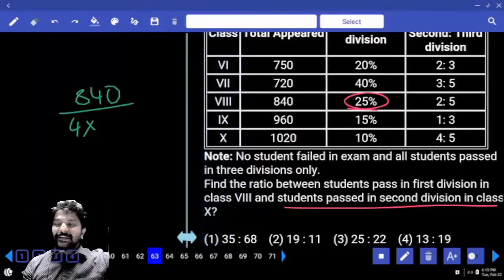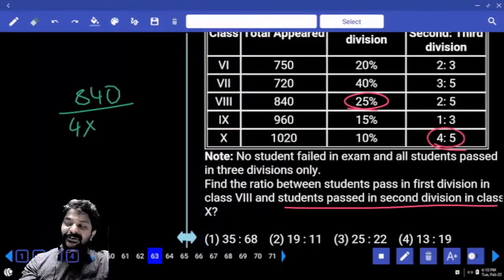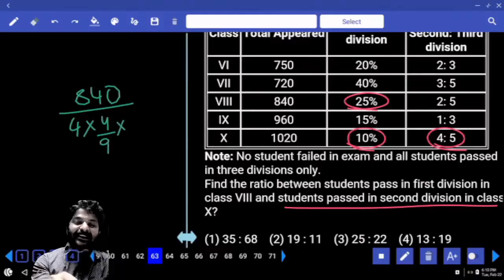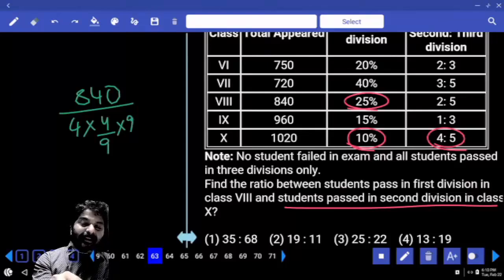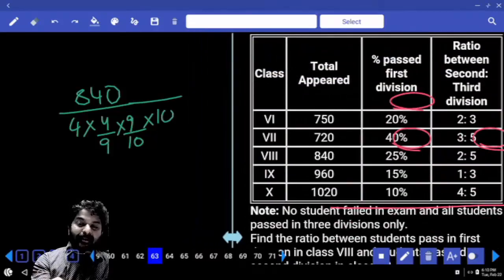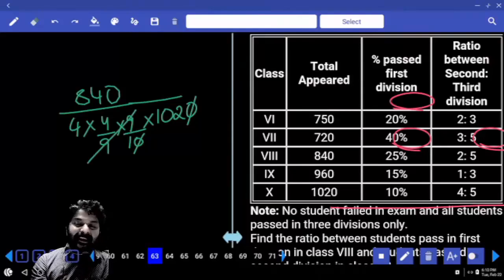Next, passed in second division, 10th class. Second division, 4 out of 9 among 10% are in first class. Remaining 90%. Can we write it as 9 by 10 into the number? 1 0, 0 0 cancel. 9, 9 cancel. Correct.